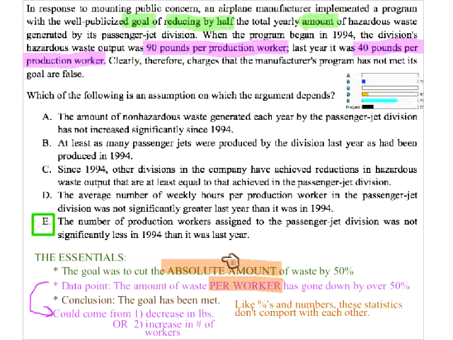I mean, you're going to go outside the argument, but you still have to stick to the only topics at hand here: amount of waste and number of workers, and then amount of waste per worker. So any statistic that doesn't have a bearing on these things is not going to affect the argument. So it doesn't matter how many jets we made. It only matters how much waste was produced by how many people.